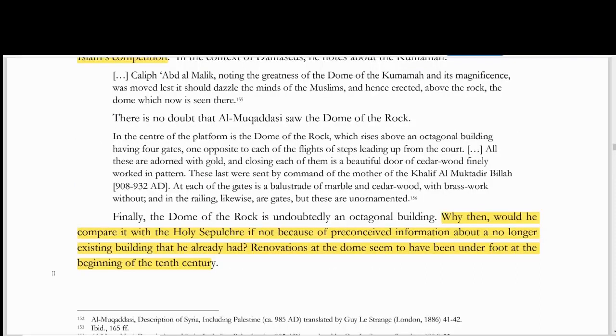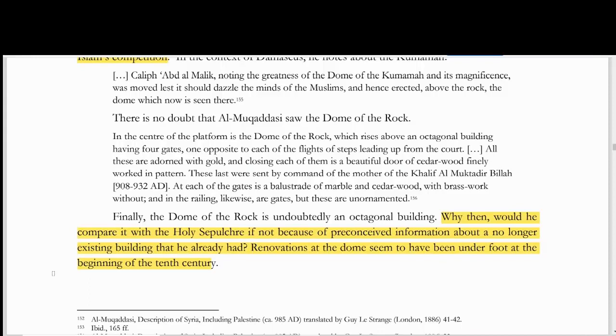There is no doubt that al-Muqaddasi saw the dome of the rock. So here it goes. In the center of the platform is the dome of the rock, which rises above an octagonal building. Okay, so now we got the octagonal building, having 4 gates, one opposite to each of the flights of steps leading up from the court. All these are adorned with gold, and closing each of them is a beautiful door of cedar wood, finely worked in pattern. These last were sent by command of the mother of the Caliph al-Muqtadir, 908 to 932 AD, so it's 10th century. In each of the gates is a balustrade of marble and cedar wood with brasswork without, and in the railing likewise are gates, but these are unornamented.